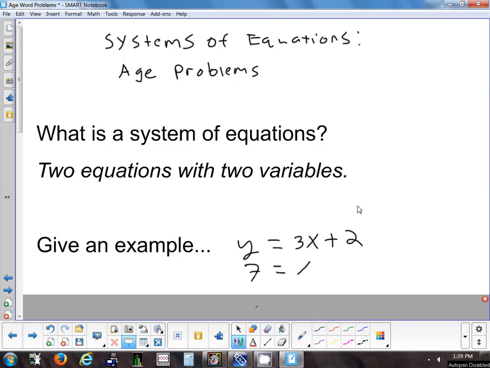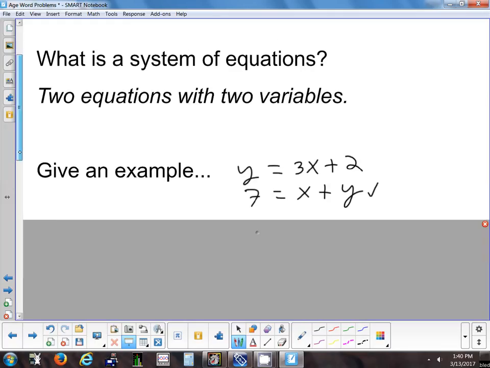Can somebody give me another one to make that a system? 7 equals x plus y. Sure. So that's a system of equations. 2 equations, 2 variables. These are the kinds of problems that you're going to set up today. You'll definitely see some like this.